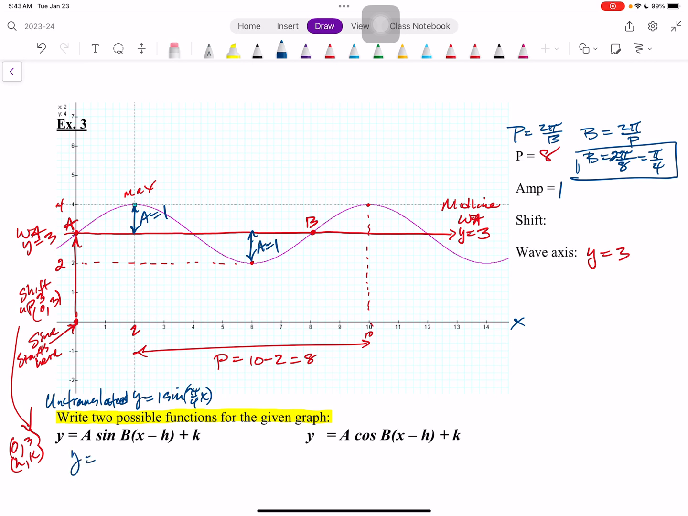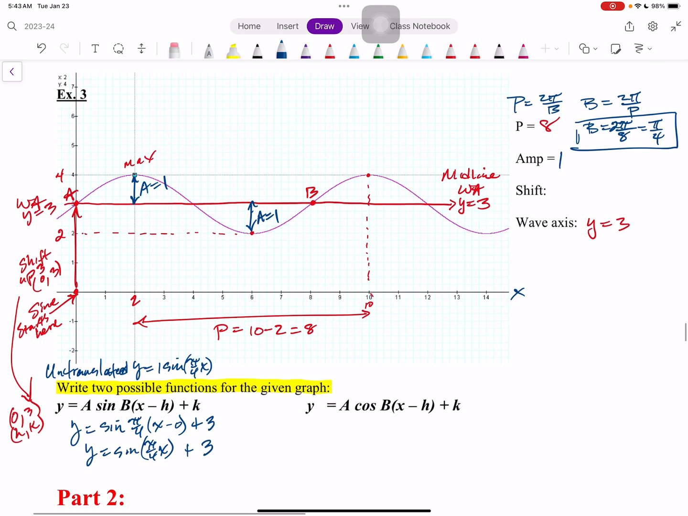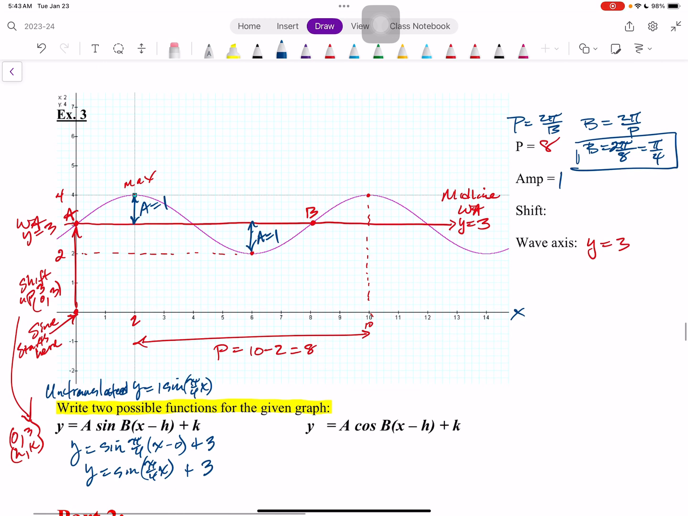So I take 1 times sine, which is just sine of pi/4 x, all right? I don't have to shift it right or left, so it's pi/4 times x minus 0. And then I have to shift it up 3 units. Okay, so I add 3, and then you simplify it. y is equal to just sine of pi/4 times x, plus 3, right? Because x minus 0 is obviously x right there, and then you have to shift it up 3. All right, and I'll verify this in Desmos here in a minute.